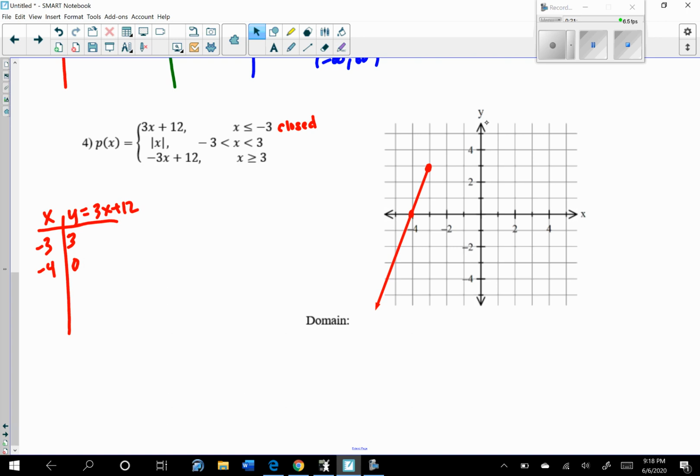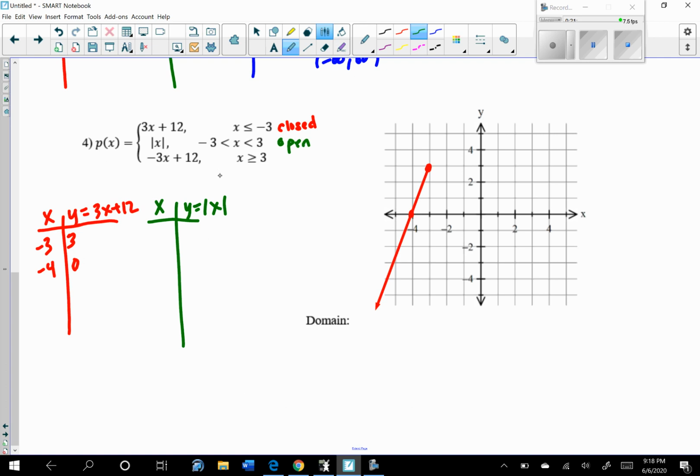So looking at the next part, we have our second equation. For our second equation, this is an absolute value, so we know it should be a V shape, but because we're only graphing part of it, it might not actually look like a V shape. So we have values in between negative 3 and 3. They're both open circles because they're not equal to. So we'll start at negative 3, negative 2, negative 1, 0, 1, 2, 3.